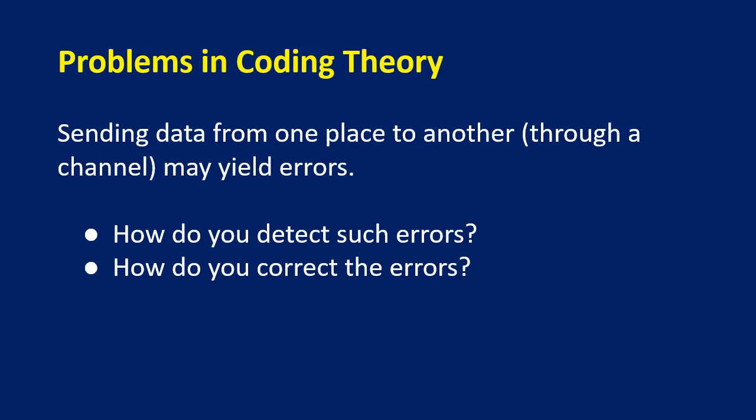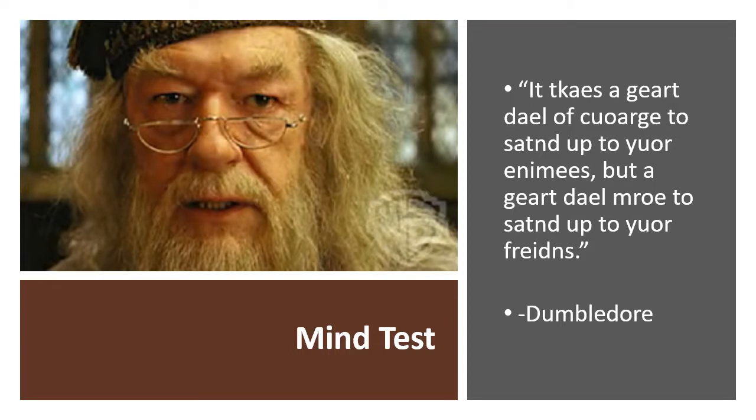We want to send data from one place to another through a channel, and it may yield error. So what we want to do is first detect if an error occurs, and the second is that we want to correct these errors once they are detected. So let's look at first this.